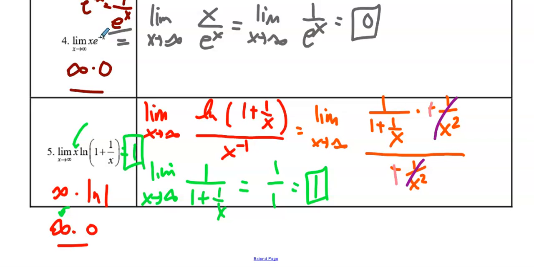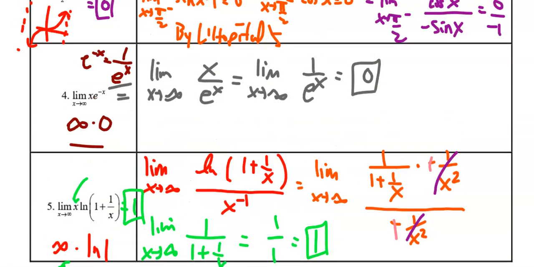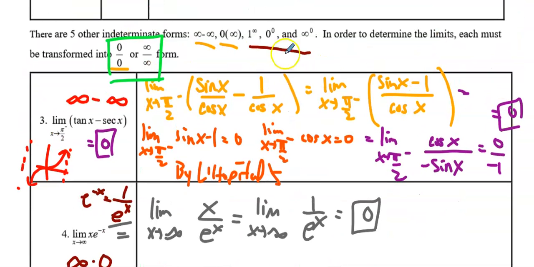So that's my video on 0 times infinity and infinity minus infinity. We're going to come back in the second video for this lesson and talk about our friends 1 to infinity, 0 to 0, and infinity to 0. So I'll see you guys in the next video.